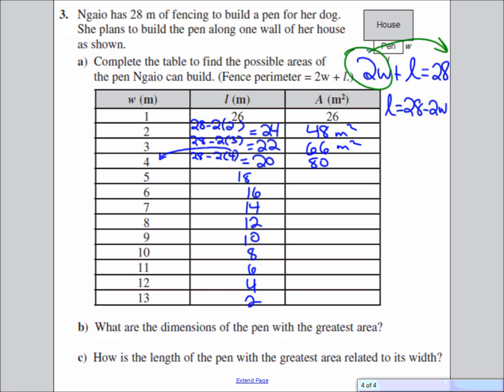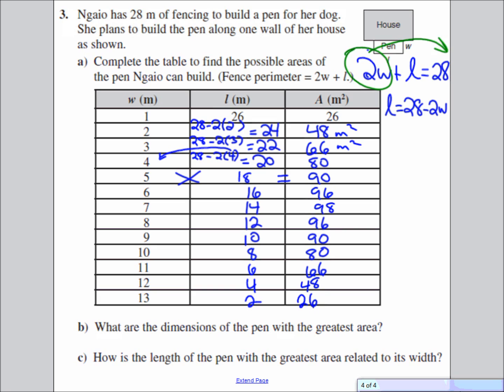Okay? So now all I need to do is calculate those areas. So I'm going to go 5 times 18 gives me 90. 6 times 16 gives me 96. 7 times 14 gives me 98. And so just remember, the 5 times the 18 gives you the 90, because it's just length times width, right? So 8 times 12 gives me 96. 9 times 10 gives me 90. 10 times 8 gives me 80. 11 times 6 gives me 66. And 48 here, and 26.